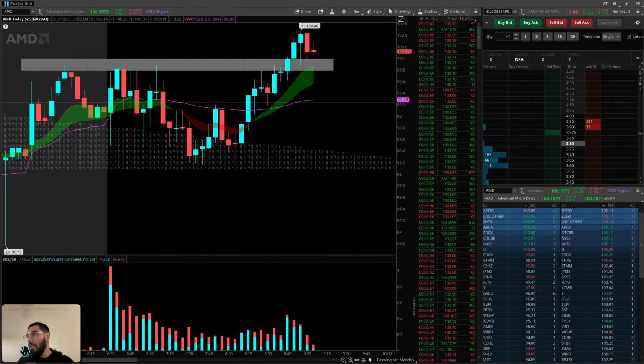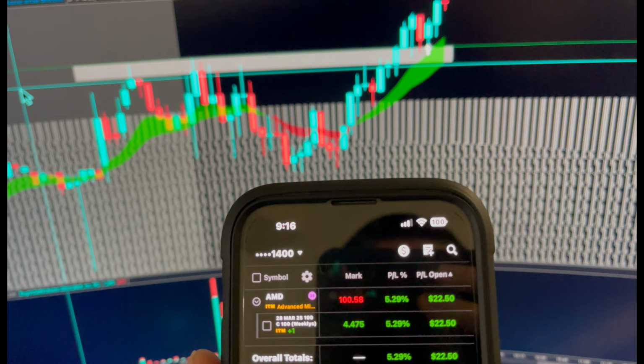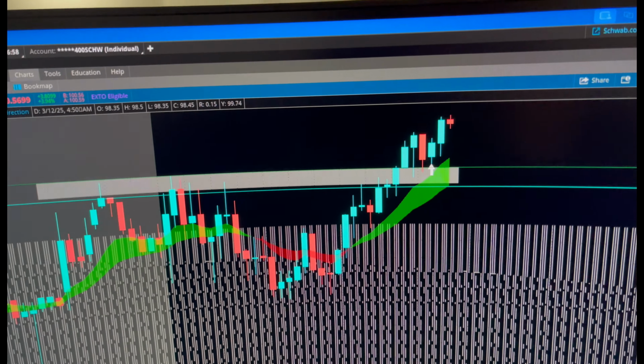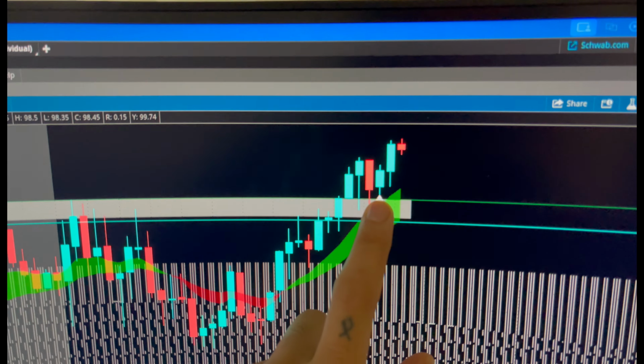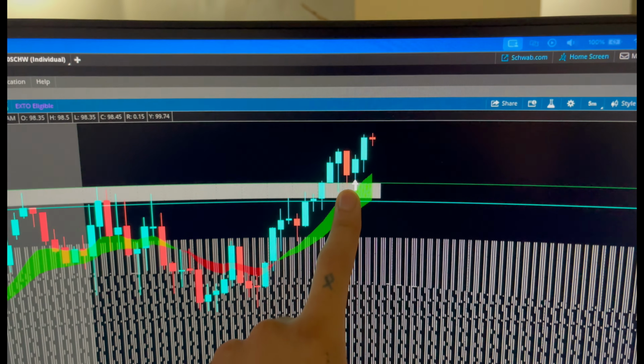So we're gonna enter some AMD calls here off of this breakout. Okay guys, enter here. Guys, we're printing off these AMD calls. We sniped a nice entry off the retest here. Now again, I always tell people, don't enter up here. Wait for a pullback where people tell you, guys, this is it.